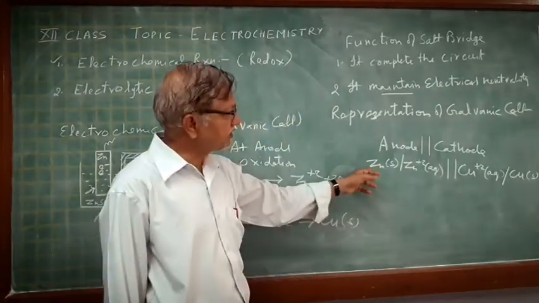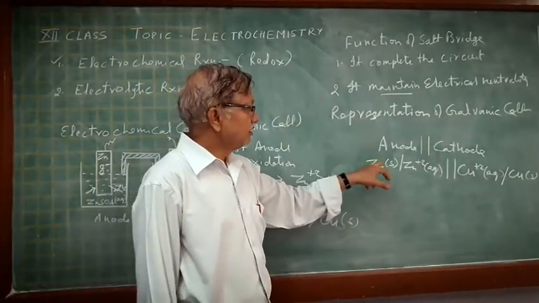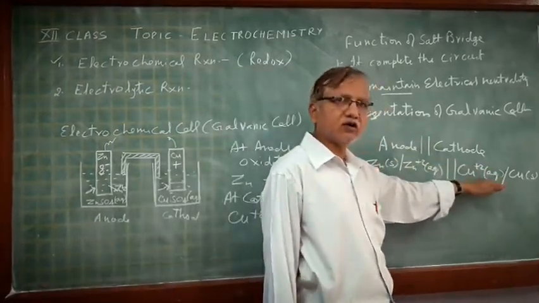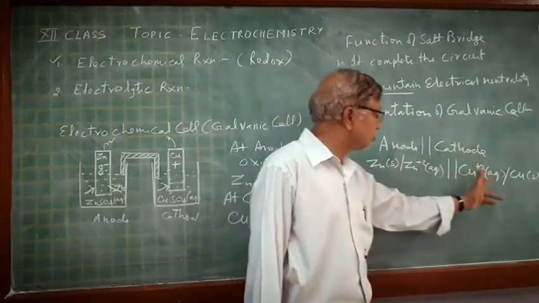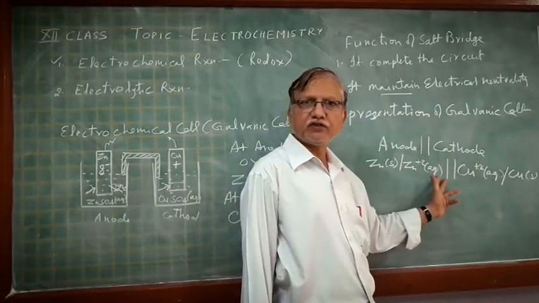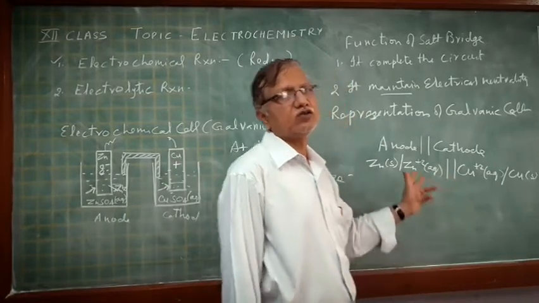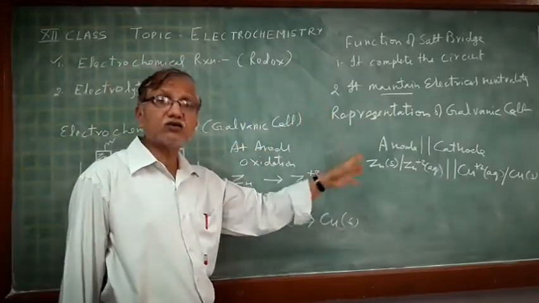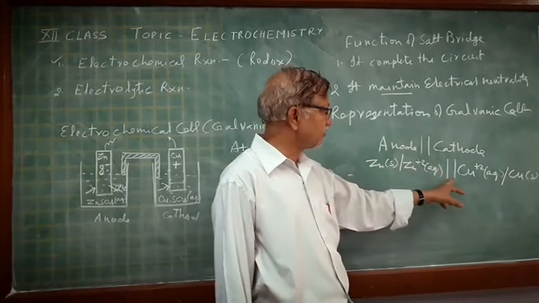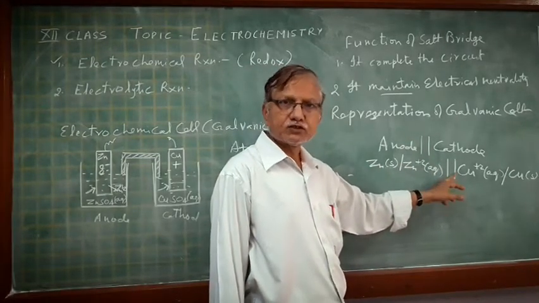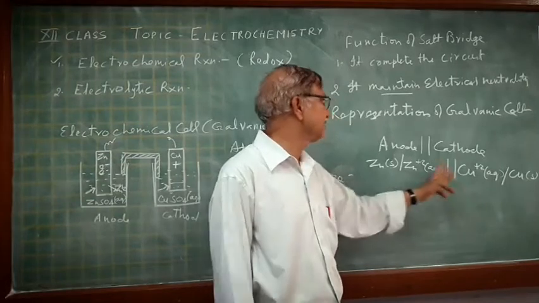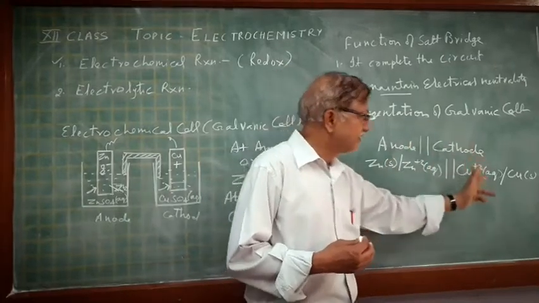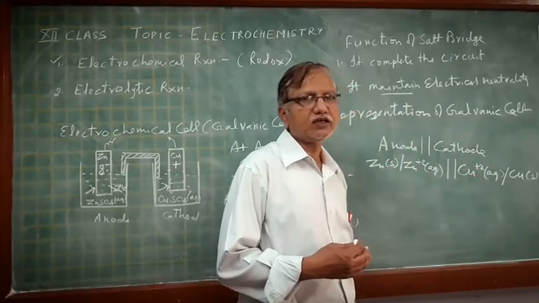So here you can see the representation of the galvanic cell. First we write the anode, that is the zinc electrode, then the cathode, that is the copper electrode, and between anode and cathode there is a salt bridge represented by two parallel lines. This is the method of representing a galvanic cell, or any electrochemical cell. First we write the salt bridge by drawing two parallel lines, then towards the left side we write the anode, towards the right side we write the cathode. So this is the representation.